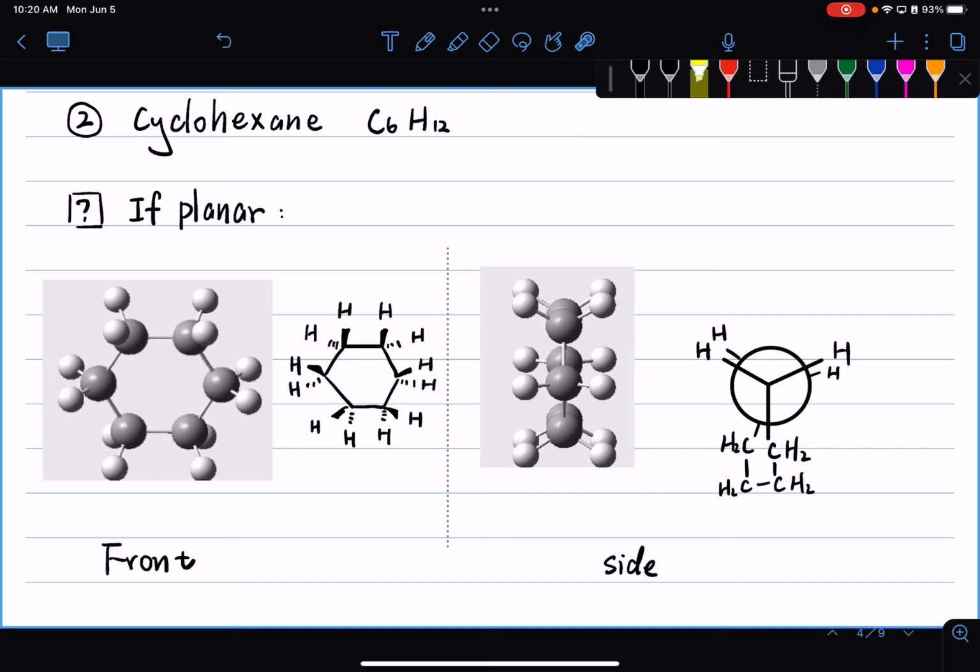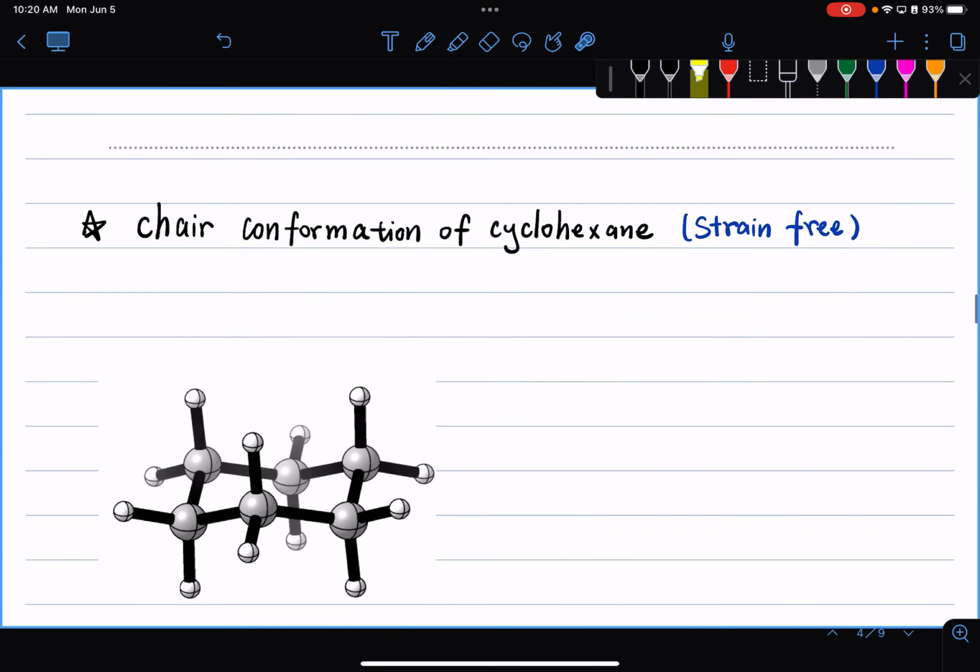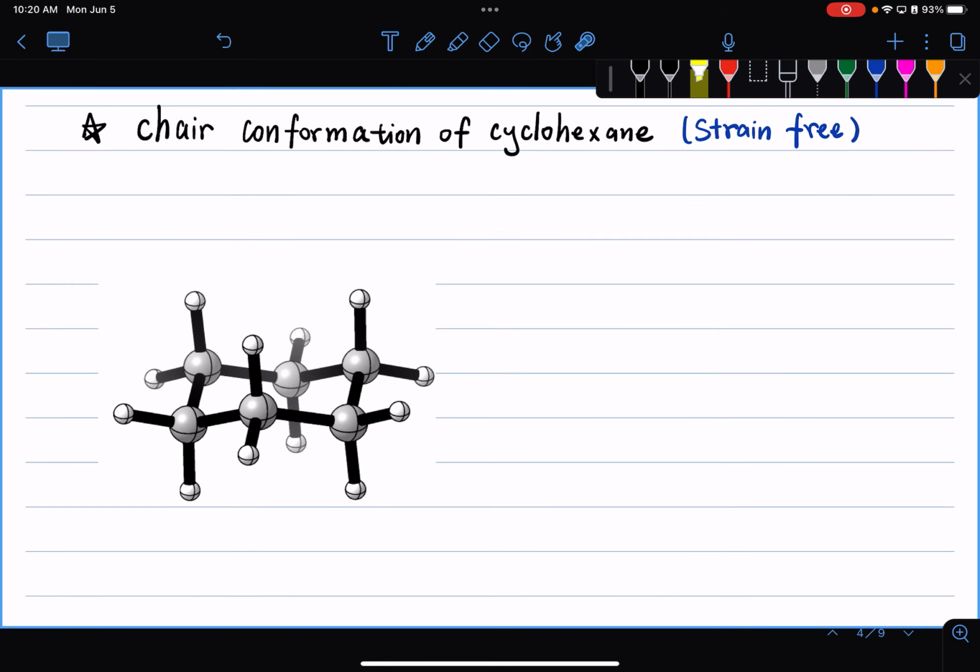So what is the real structure of cyclohexane? Here you really need to use some imagination. If you don't see it as a chair, it's okay. I still don't see it as a chair, but you can still remember it as a chair. So this is the real conformation of cyclohexane.